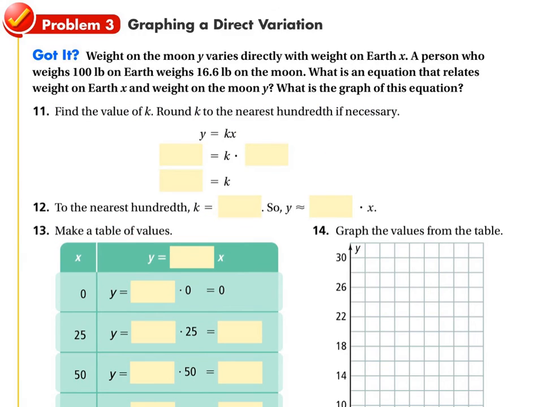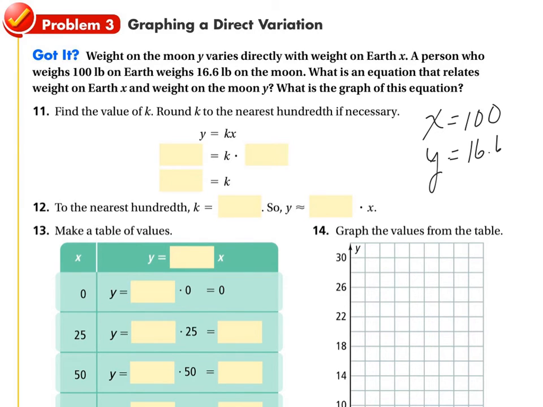In this example, we are looking at the weight on the moon, which varies directly with the weight on Earth. A person weighs 100 pounds on Earth. So x, our Earth weight, is 100 pounds. And the same person weighs 16.6 pounds on the moon. So what's the equation that relates the weight on Earth, x, and the weight on the moon, y? What is the graph of this equation?